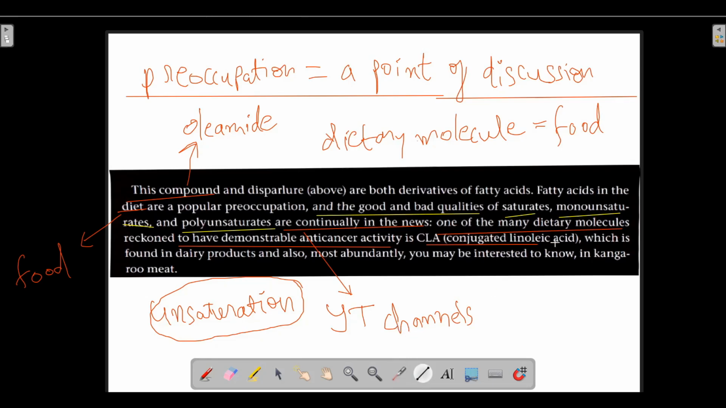So this rumenic acid, which is an example of conjugated linoleic acid, is found in dairy products. So CLA is found in dairy products, and along with dairy products, also most abundantly found in kangaroo meat.